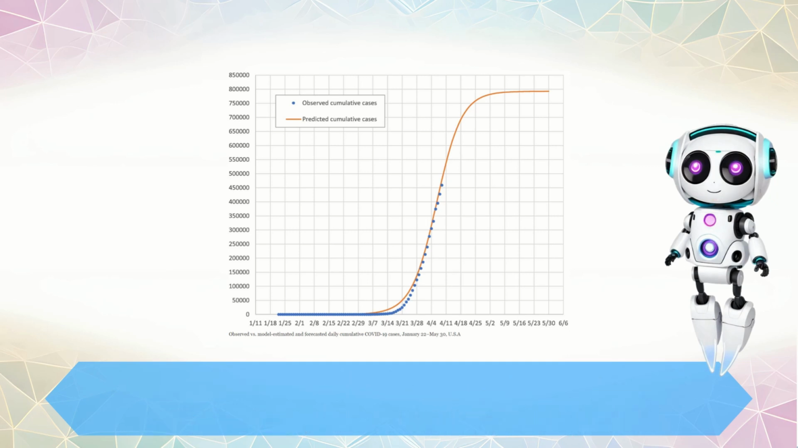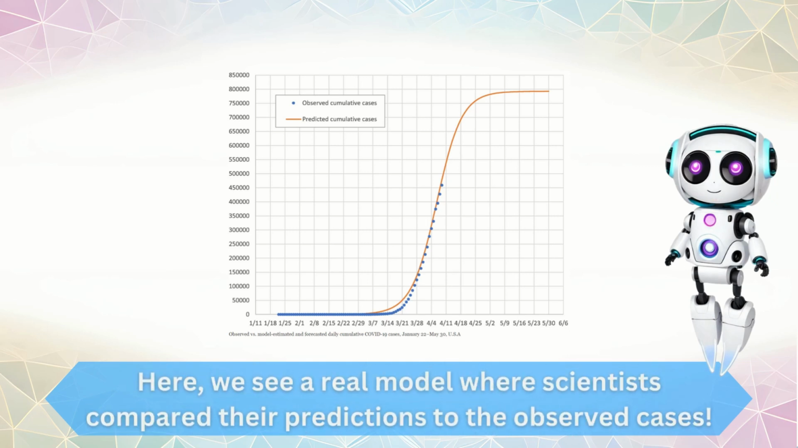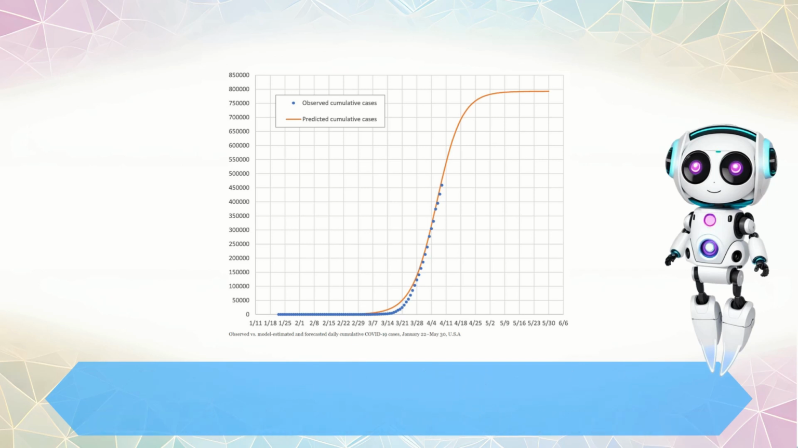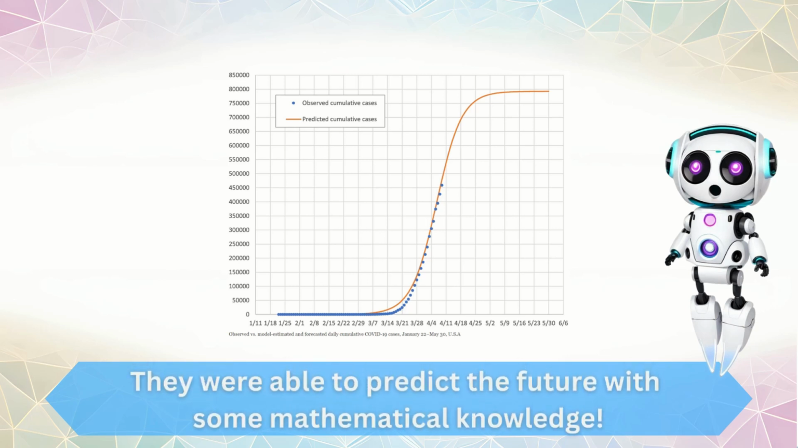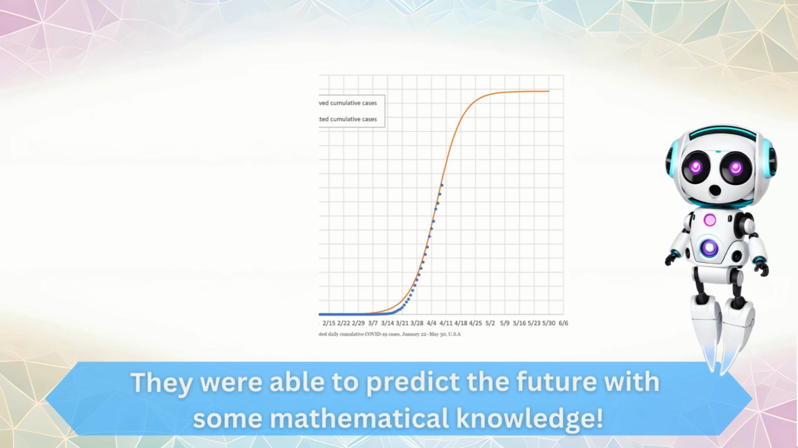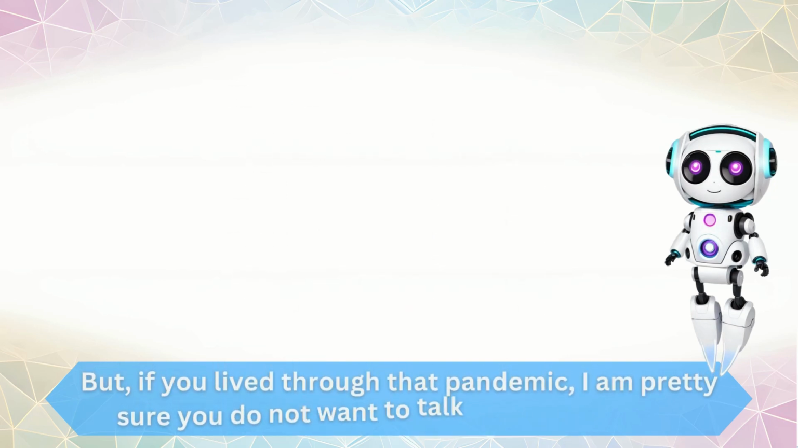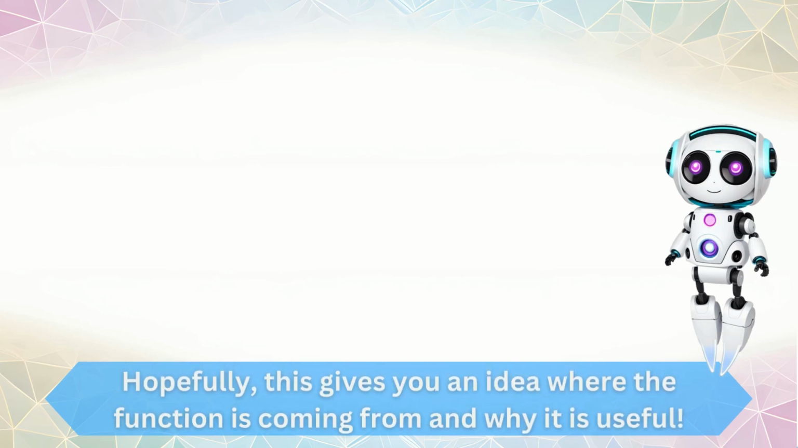Here we see a real model where scientists compared their predictions to the observed cases. Impressive, isn't it? They were able to predict the future with some mathematical knowledge. But if you lived through the pandemic, I'm pretty sure you do not want to talk about that again. Hopefully, this gives you an idea where the function is coming from and why it is useful.